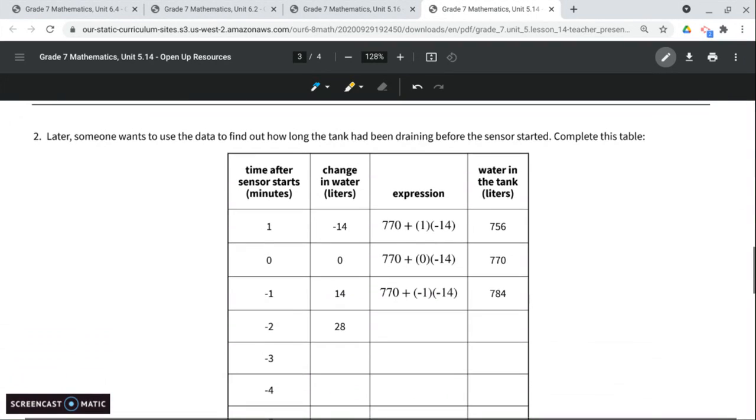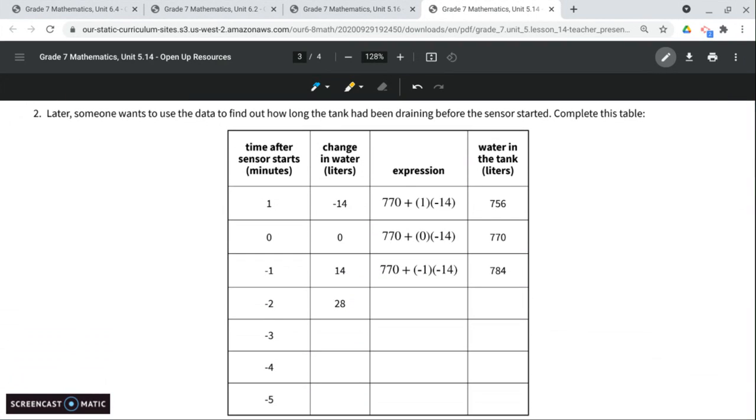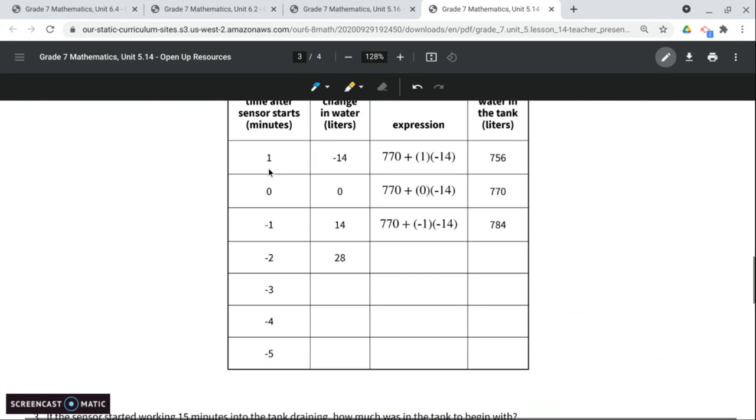All right, later, someone wants to use the data to find out how long the tank had been draining before the sensor started. Complete this table. So now we're going the opposite direction, so time after the sensor starts in minutes. Notice we're going negative, so that means time before the sensor starts. So negative 1 times negative 14 would be a positive 14, so we get 784.